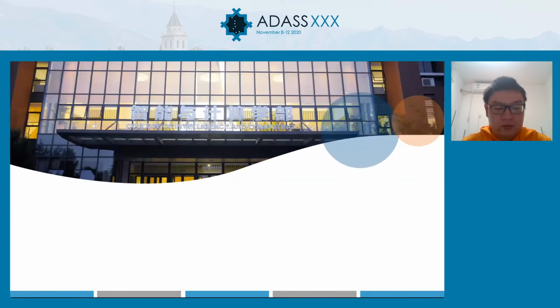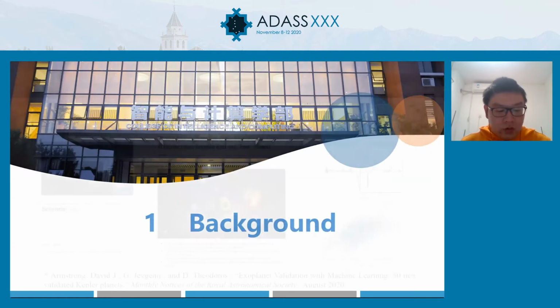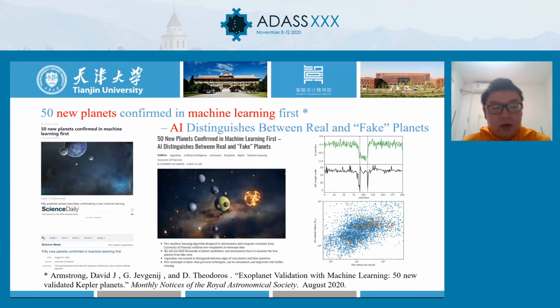Okay, let's move to the first part, background. Recently, news has reported that 15 new planets were confirmed using machine learning. First, AI distinguished between real and fake planets. The algorithm can upgrade 50 Kepler candidate planets to real planets, crossing the threshold of planetary verification. This technique will hopefully be applied to large candidate samples from current and future missions, such as TESS.